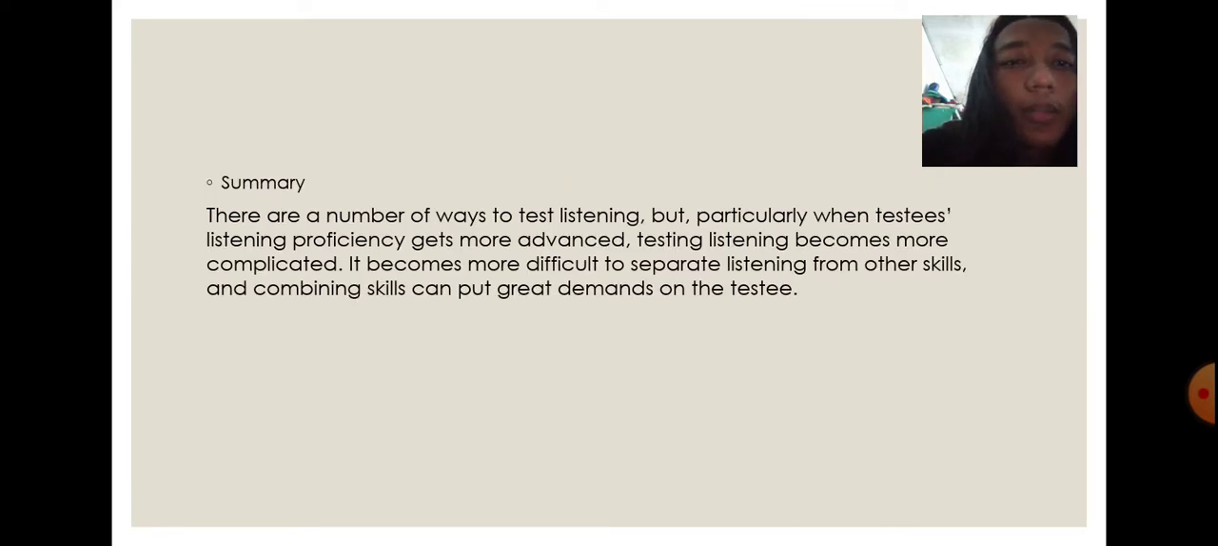Next is summary. There are a number of ways to test listening, but particularly when tested listening proficiency gets more advanced, testing listening becomes more complicated. It becomes more difficult to separate listening from other skills, and combining skills can put great demands on the testee.